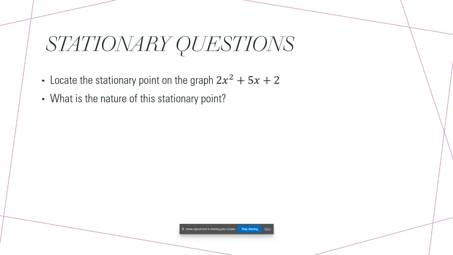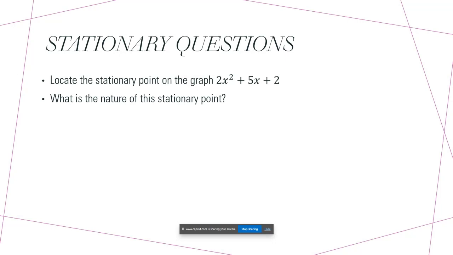However, right now, we don't know whether this point is a minimum or a maximum. Well, it's a quadratic that has a positive coefficient of x squared, therefore we can tell it's going to be a minimum point. But suppose we didn't know that, how would we work out the nature of this stationary point? How can we tell if it's a minimum or a maximum?